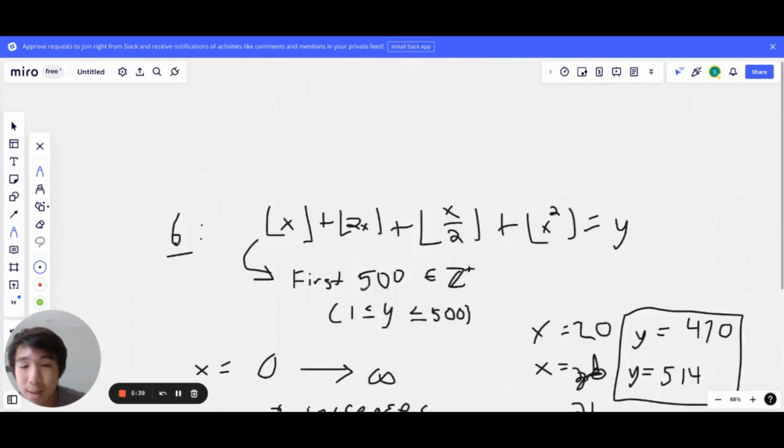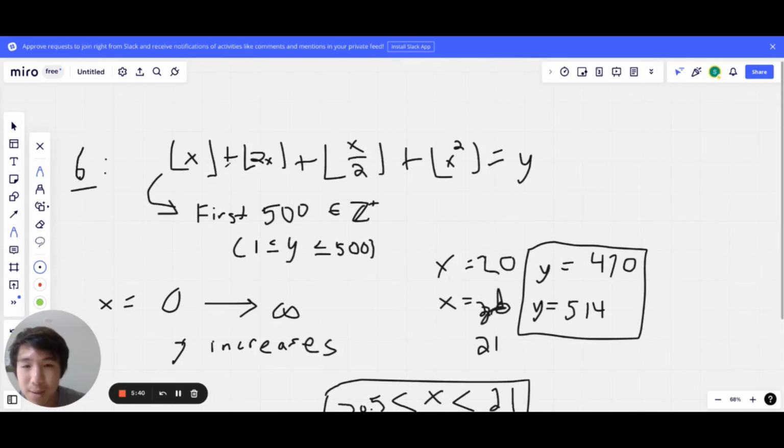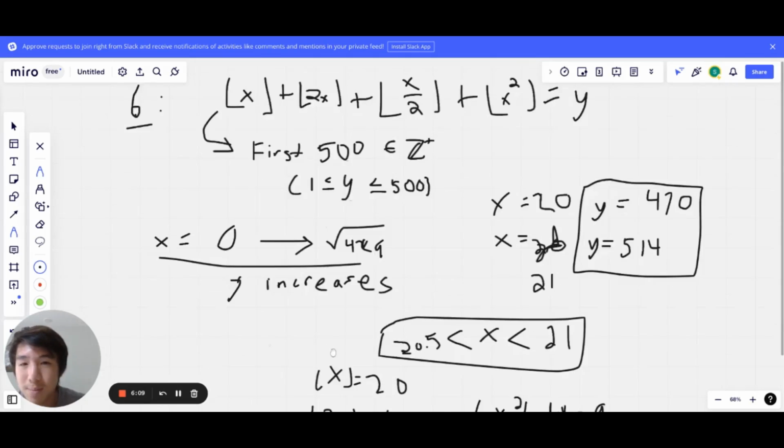So now we need to see when we have an increase. Now we have a bound on this. Instead of saying x goes from 0 to infinity, we can say how many times does y increase as x goes from 0 to root 429. And first we need to see at what points does y increase.